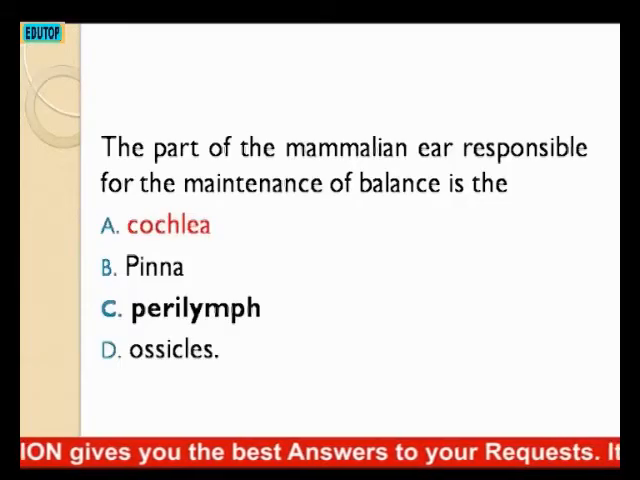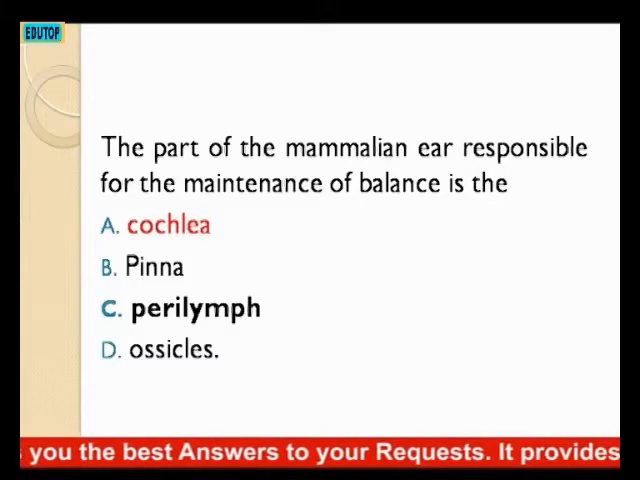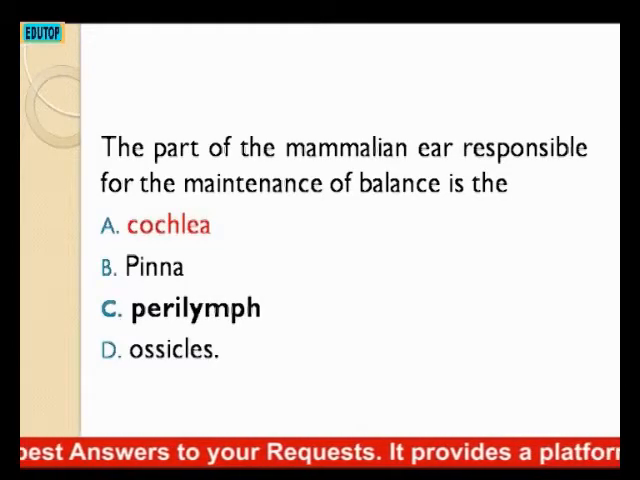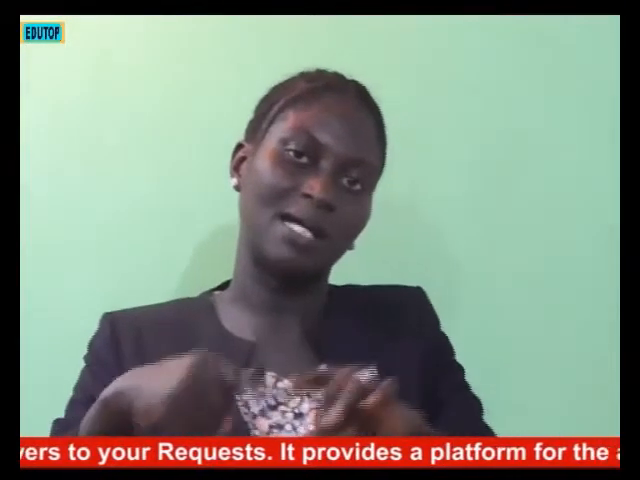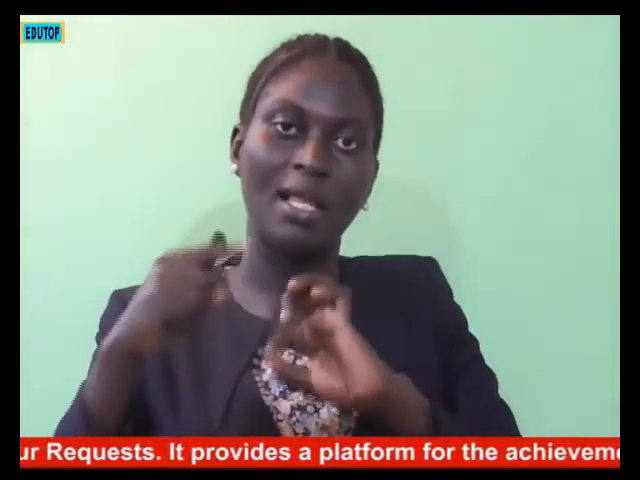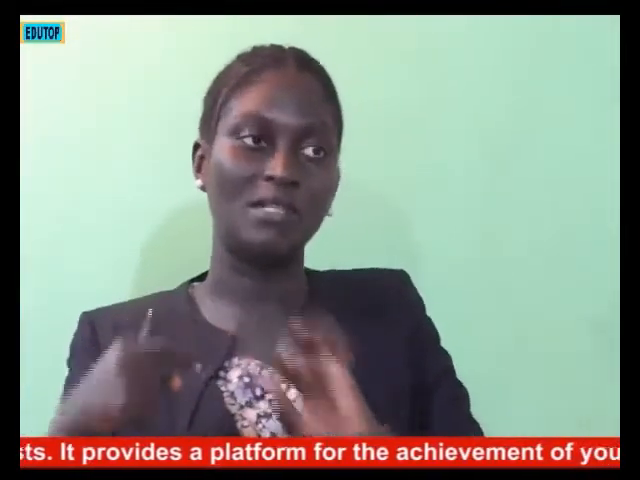Cochlea is the part, that's option A, of the mammalian ear responsible for maintenance of balance. That's the part that is spiral in nature, like the shell of a snail.